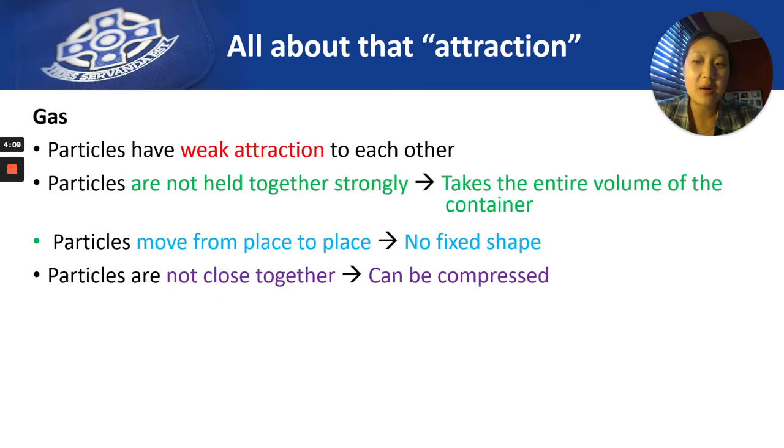In gases, the particles have weak attraction to each other. So particles aren't held together strongly, so they take the entire volume of the container. And particles move from place to place, so there is no fixed shape. And particles are not close together, so there is a lot of space between the particles, so gases can be compressed.